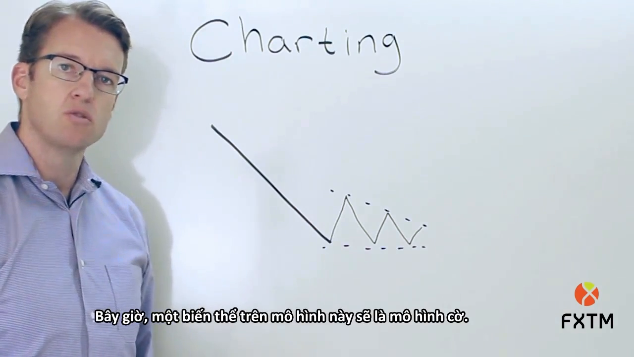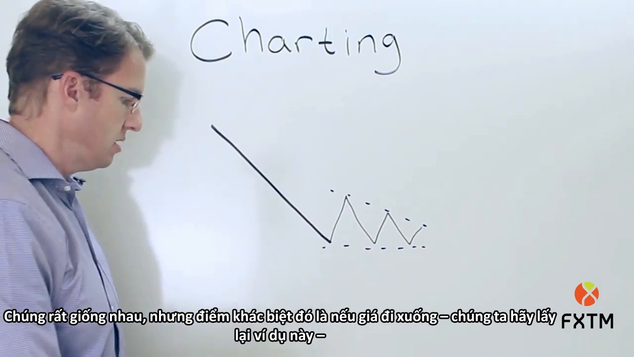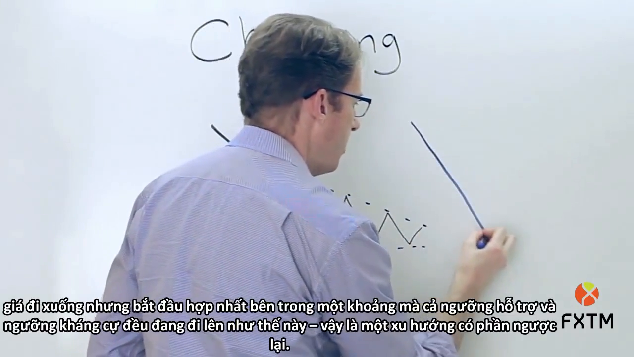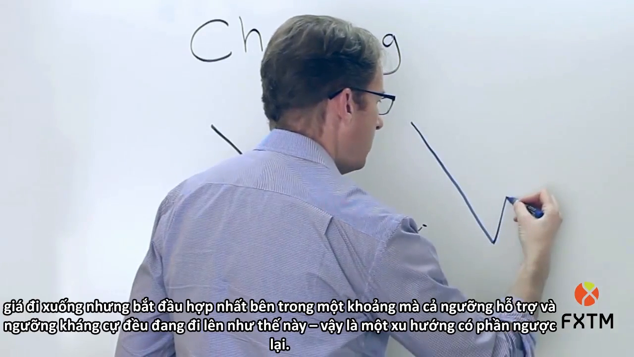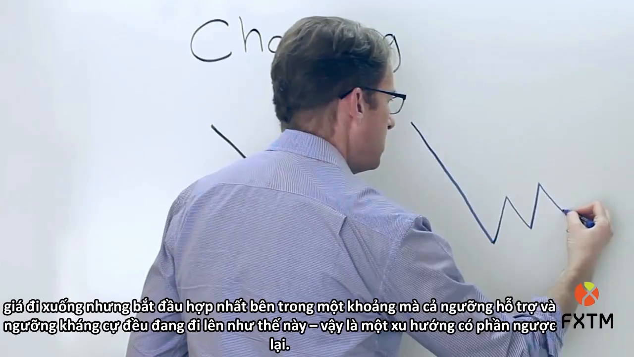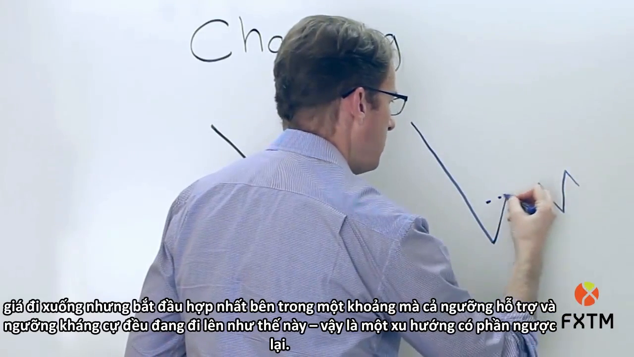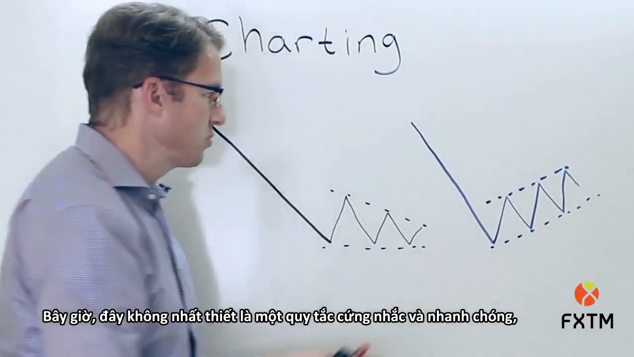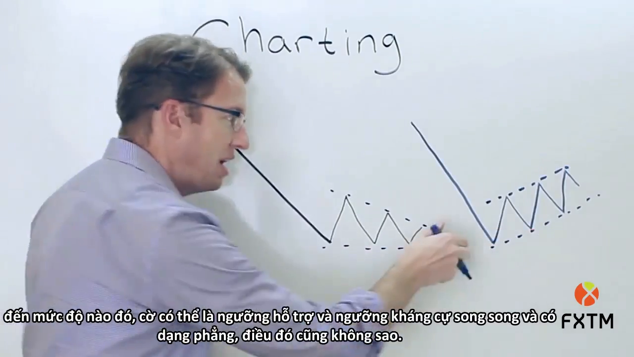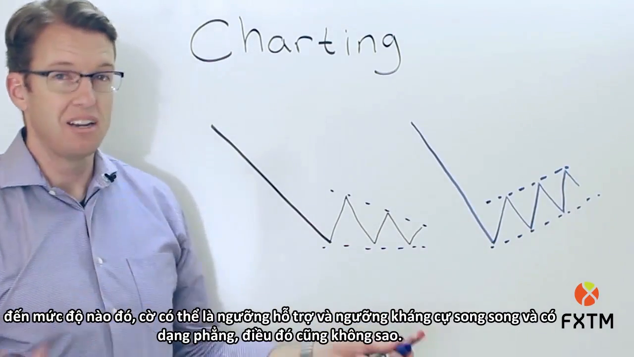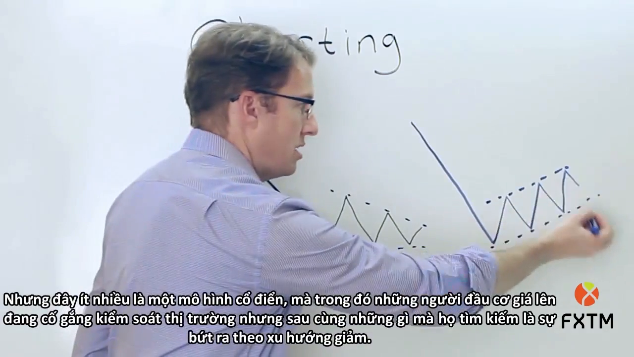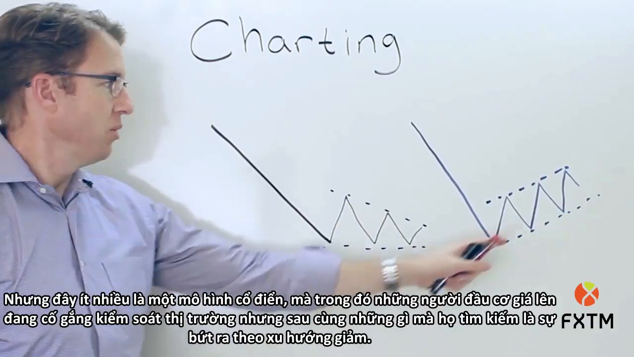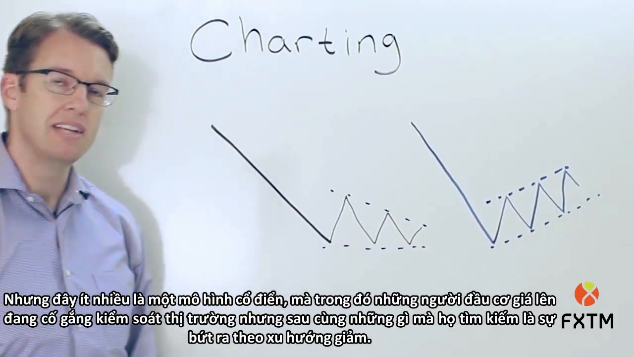A variation on this would be a flag. They're very similar, but the difference is that if the price was going down, so let's do this example again, the price is going down, but it begins to consolidate within a range where both the support and resistance level is climbing, like this. So a little bit counter trend. This is not necessarily a hard and fast rule. The flag can have somewhat parallel support and resistance levels and be kind of flat. That's okay too. But this is more or less a classic pattern where bulls are attempting to take control of the market, but ultimately what we're looking for is a breakout to the downside.